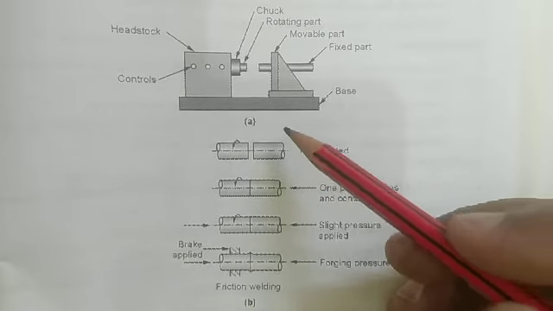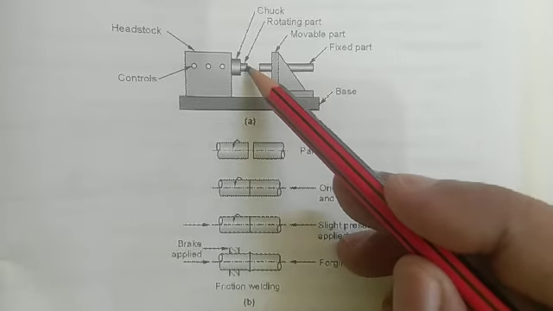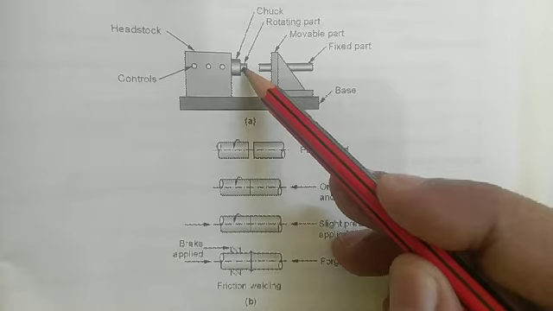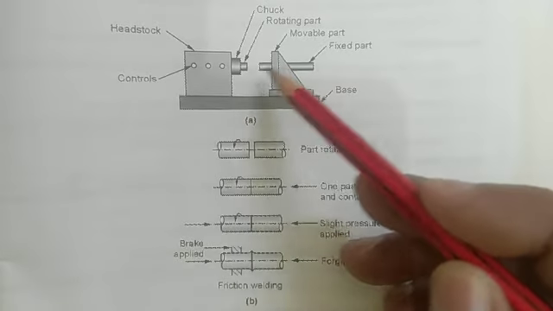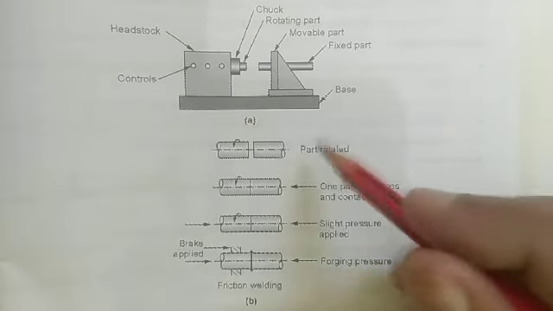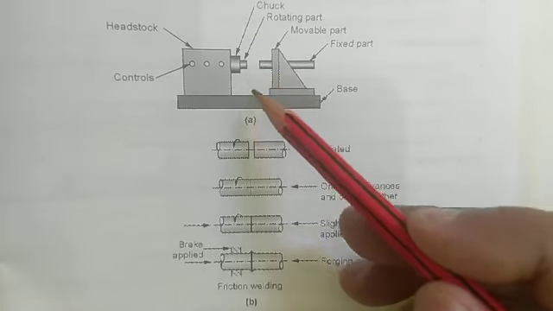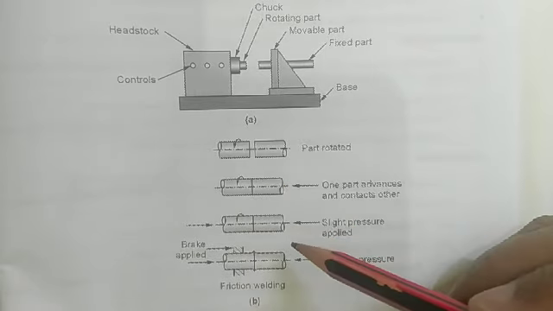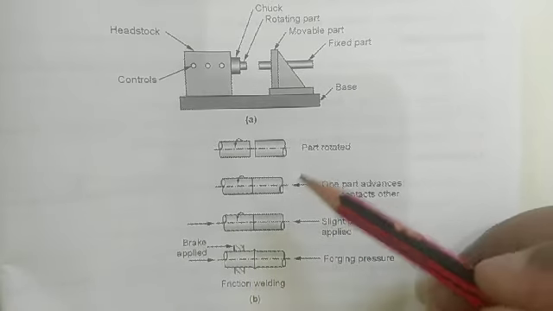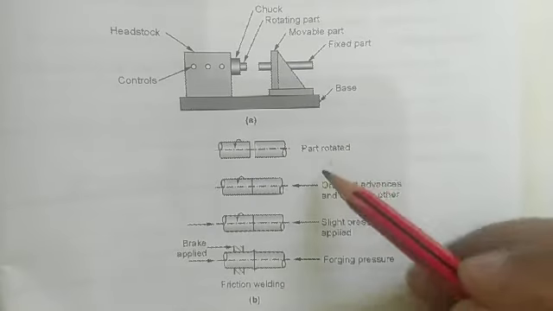And when sufficient heat is generated at the interface, the brake is applied on the rotating part and the excessive pressure is applied on the fixed part, and the pressure is maintained for a certain period of time, and then the joint is made. So you can see all these steps.